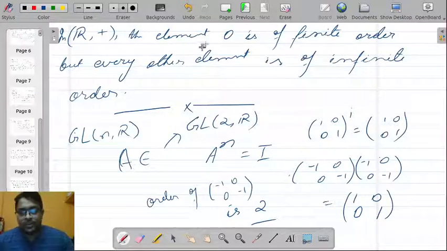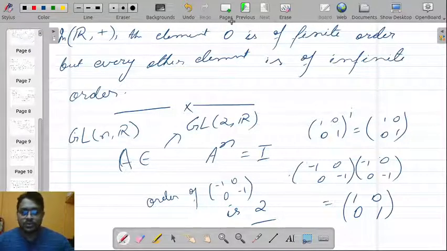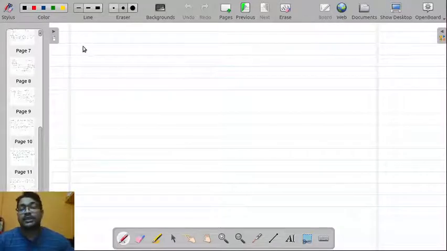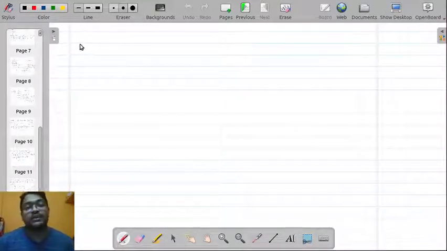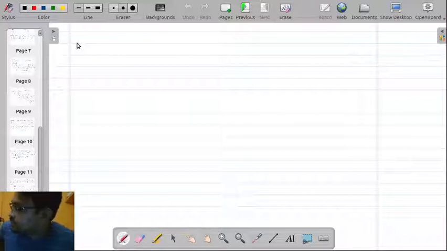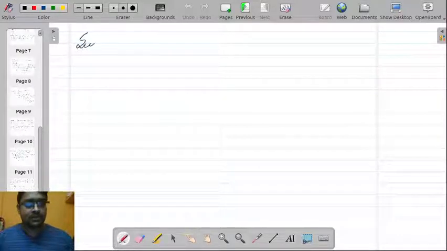Then you may find some other elements which have different orders. That way we can compute the orders of various elements. So in GLNR there exist certain elements which have finite orders. Right. So next we need the definition of a subgroup in order to understand the further things.